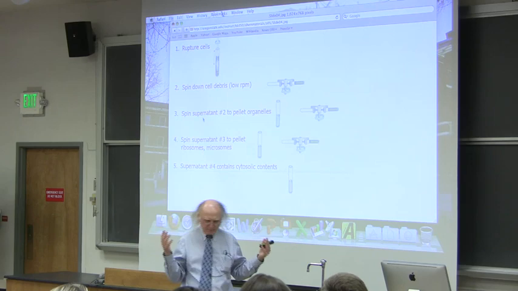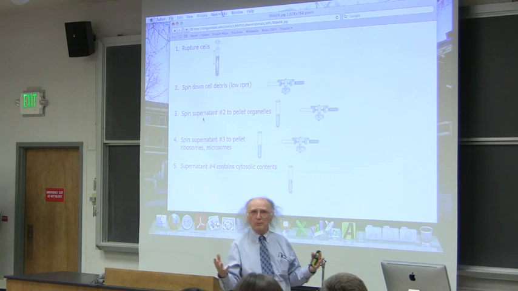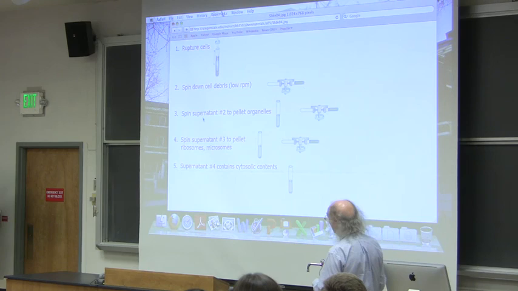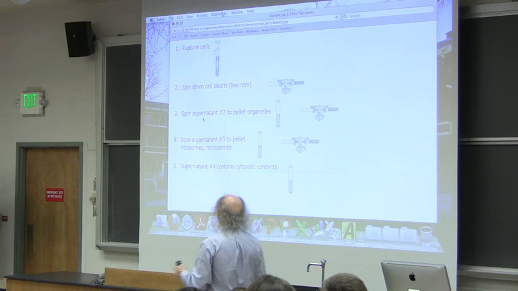Other things that they might do would involve, as I said, physical methods for breaking things apart. These can be sound waves. They can be other things. Sometimes they take very high pressures, and they'll put things at very high pressure and then release the pressure. And when they release the pressure, the cells burst, like a balloon. So the first step in the process is rupturing the cells, because the contents of the cells are where the proteins are.